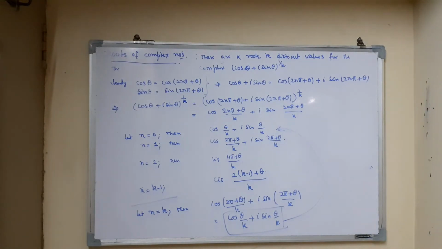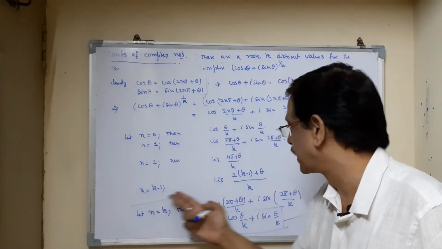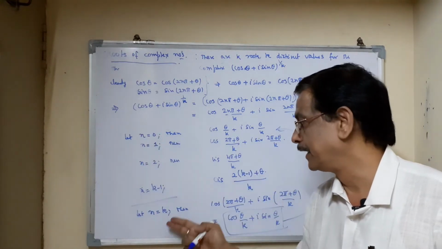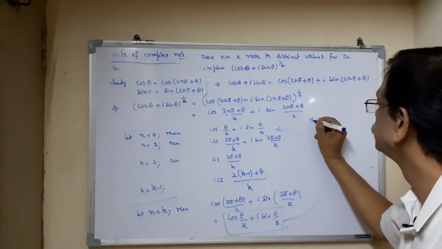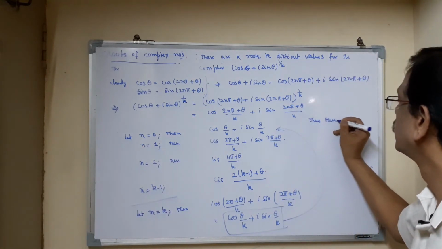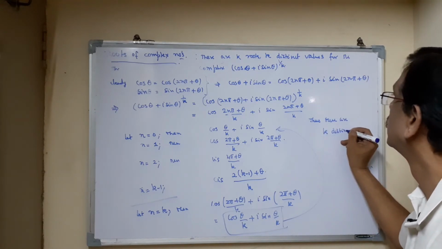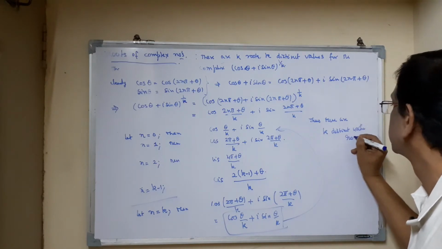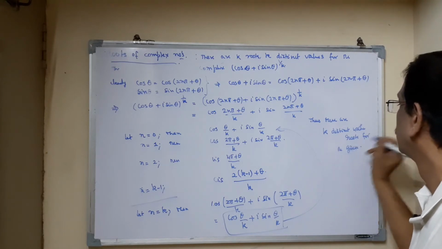So if I take n equal to 0, I get this one. If I take n equal to 1, I will get this one. If I take n equal to k minus 1, I will get this one. If n equal to k, it boils down to 0. N equal to k plus 1, it boils down to 1, and so on. Thus, there are k distinct values or k distinct roots for the given complex number.